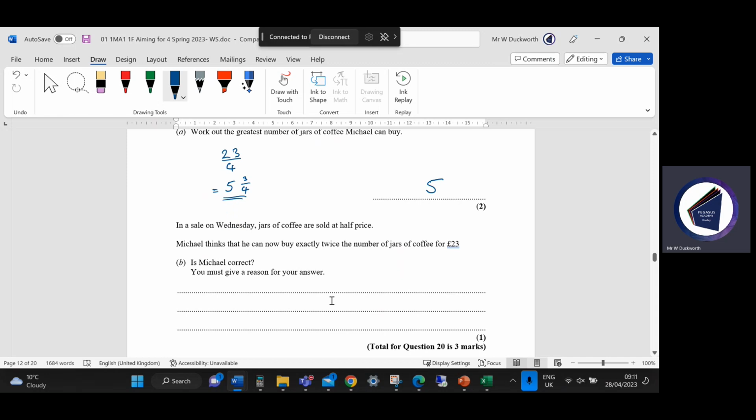And part B. In a sale on Wednesday, jars of coffees are sold at half price. Michael thinks that he can now buy exactly twice the number of jars he bought for £23. Is Michael correct? You must give a reason for your answer. Well, if we think about it, now we're doing 23 divided by 2. So he would actually be able to buy 11 and a half. Well, 23 over 2 would be the same as 11 and a half. So would he be able to buy double? No. He would be able to buy 11.